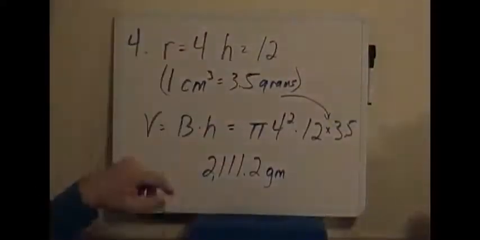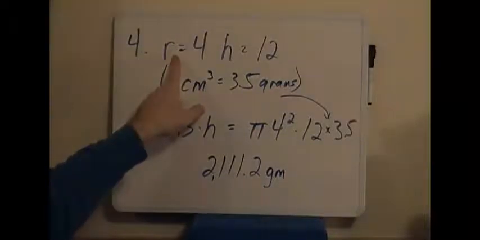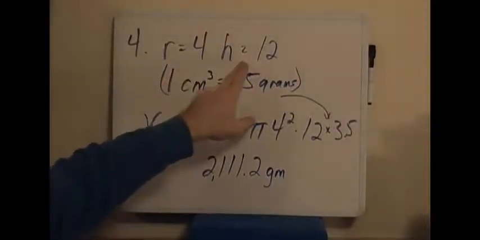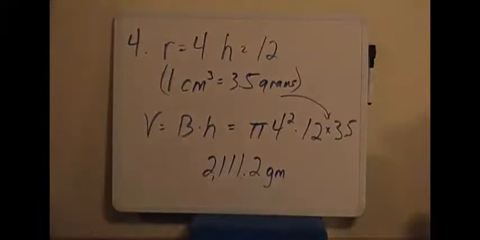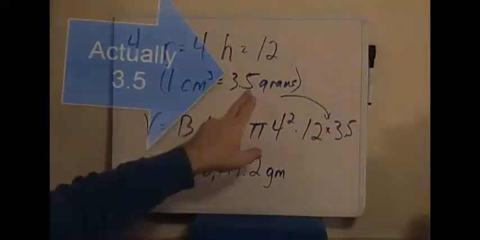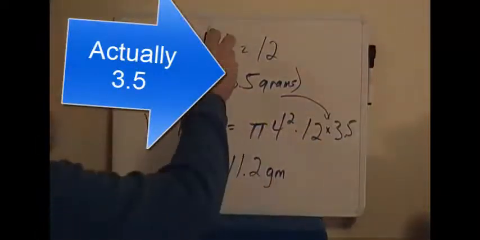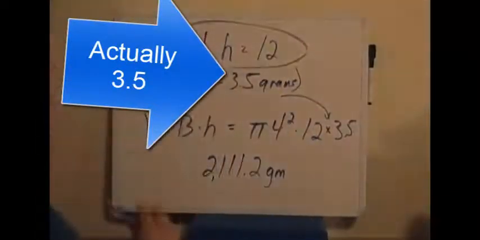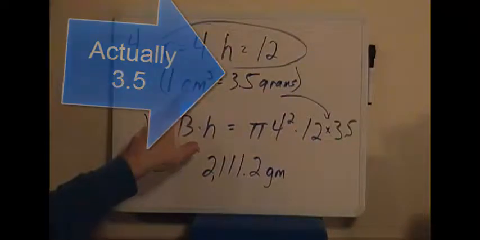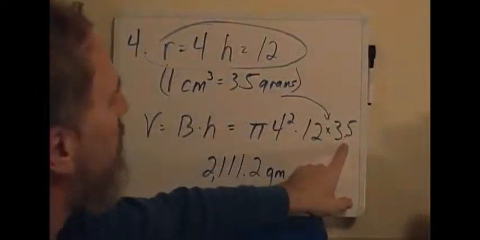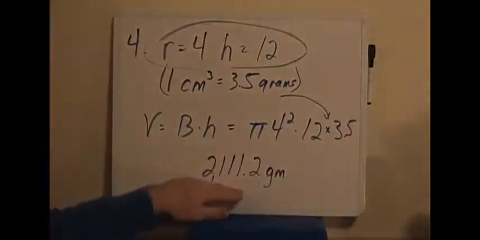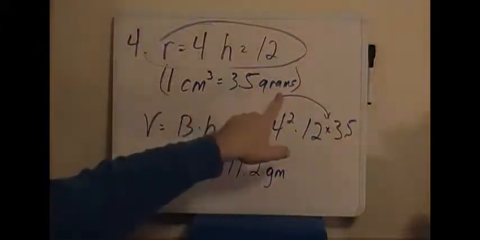Problem number 4. In this case, we're given the radius of a cylinder, the height of the cylinder, and then they're telling you that 1 cubic centimeter is 3.5 grams. So we're going to use this to figure out the volume in cubic centimeters. Once we have that, we're going to multiply it by the 3.5 in order to figure out how much all of this would weigh. Get the volume first.